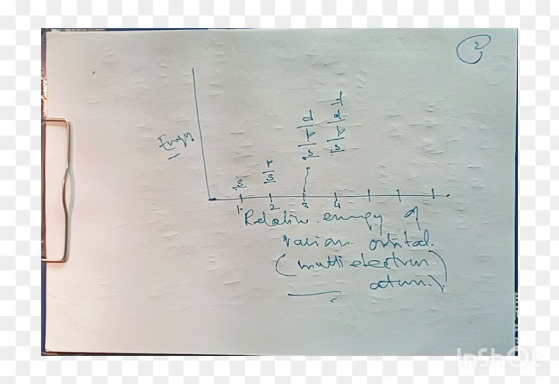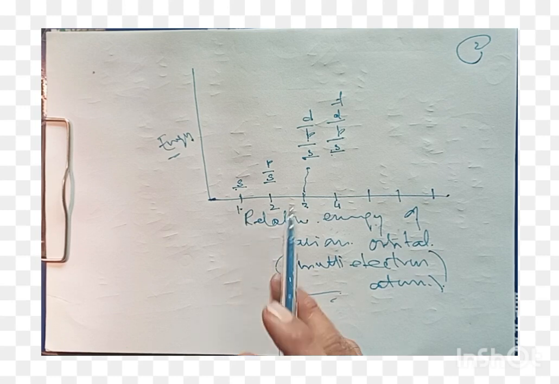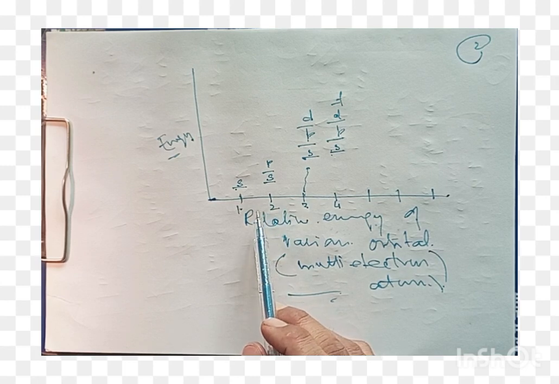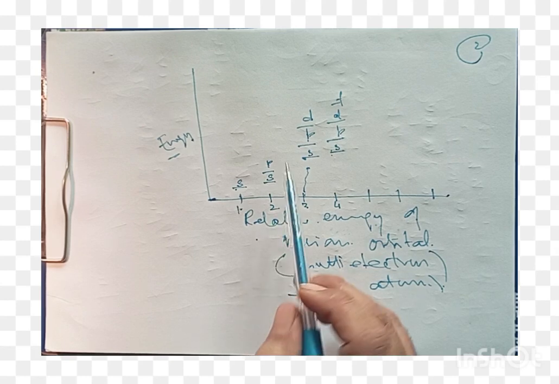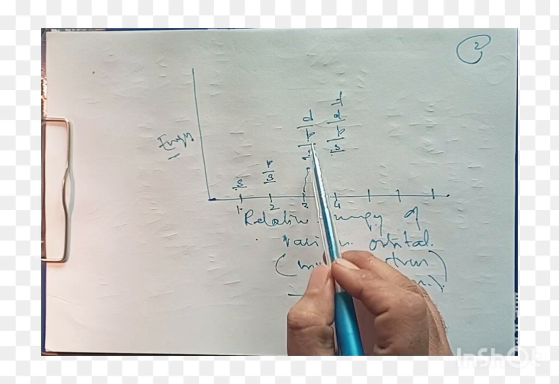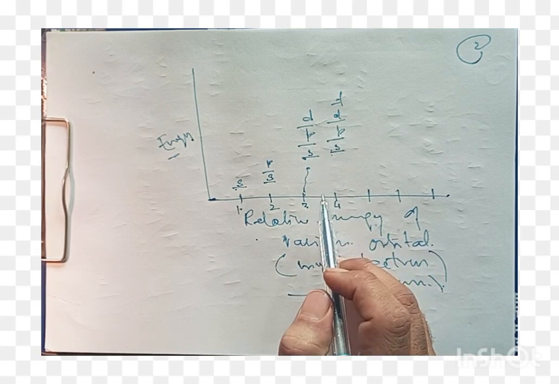What we see here is that different orbitals having the same principal quantum number may have different energies. For a particular main energy level, the higher value of the orbital quantum number has higher energy. So p is greater than s, d is greater than p in a particular energy level.